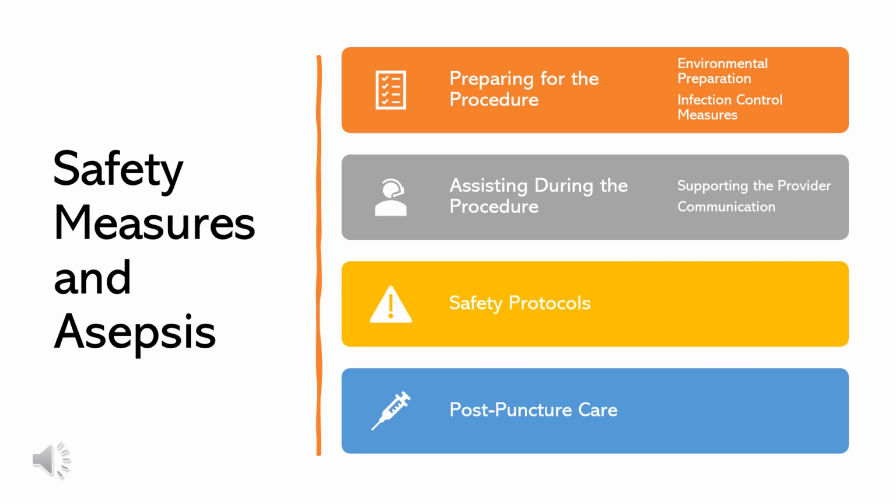Ensure that a puncture resistant sharps container is within immediate reach of the healthcare provider. This prevents cross contamination and accidental needle stick injuries. Double confirm the patient's identity and the test orders. This second level of verification minimizes the risk of medical errors. Be prepared to apply pressure with a sterile gauze immediately after the healthcare provider completes the arterial puncture. Monitor the site for any signs of complication like excessive bleeding or hematoma.